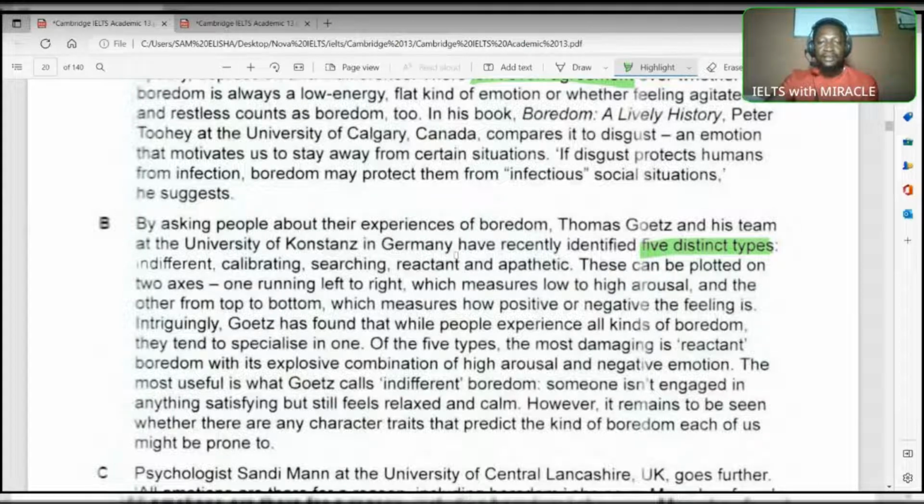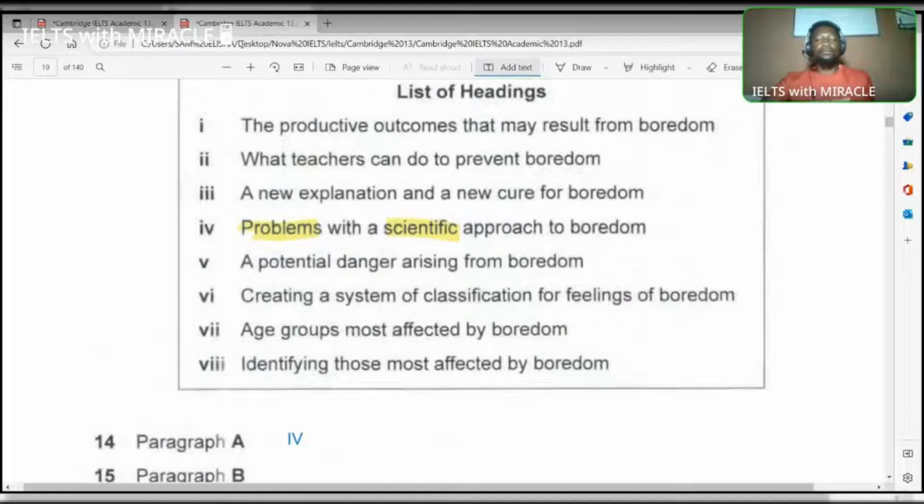This can be plotted on 2 axes. One running to the left, which measures low to high arousal. Goetz has found that while people... so this is an explanation of all those types, right? So let's look at which... okay, 5 distinct types.